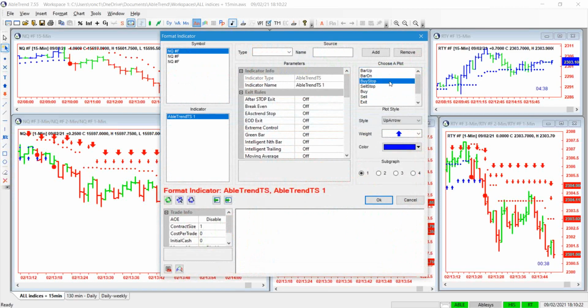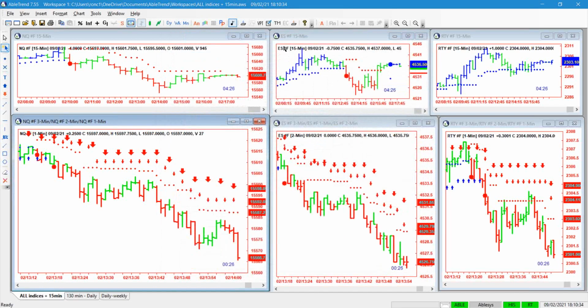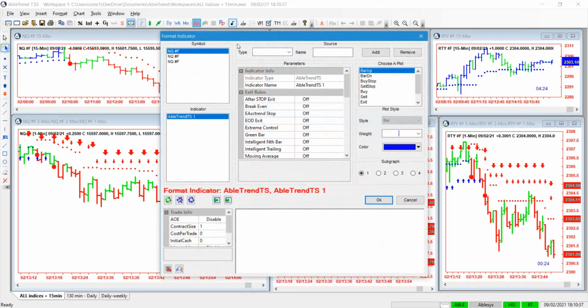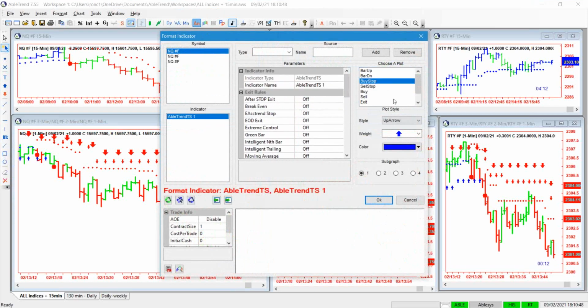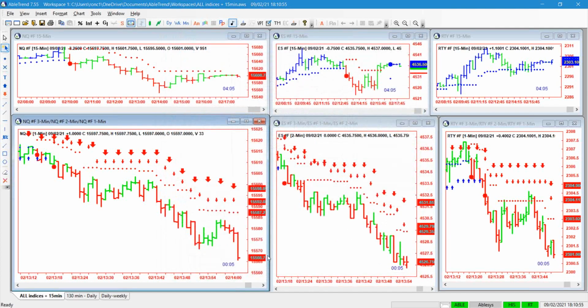And then over here on the right side, you click on buy stop. And I make the buy stop an up arrow for blue. I make the sell stop a down arrow for red. So there's where you've got to play around with it. And again, you click on the AN for format indicator. Click on the top NQ. Scroll down, or whatever you're looking at. Scroll down. It's going to usually be the top one. Oh, I'm sorry. Over here on buy stop, you can make it anything you want. I make it an up arrow for blue. Sell arrow, I make it a down arrow for red.